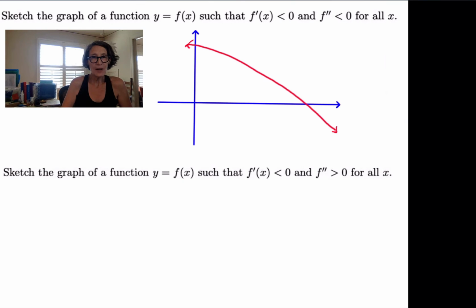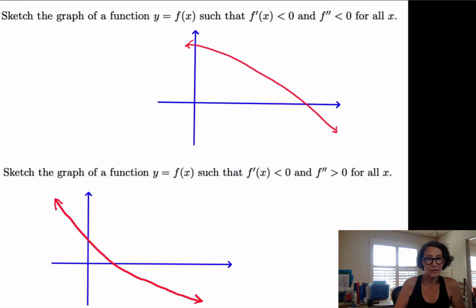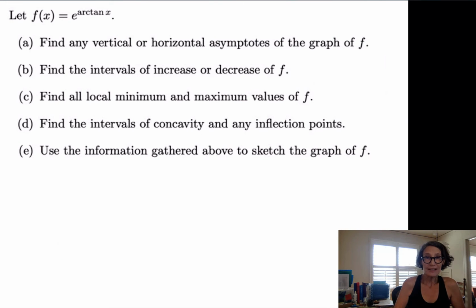All right, so what about the graph of a function where the first derivative is negative and the second derivative is always positive? So this means it's going to be decreasing but concave up. That's not hard. It looks something like that. Let's do a more complicated example.